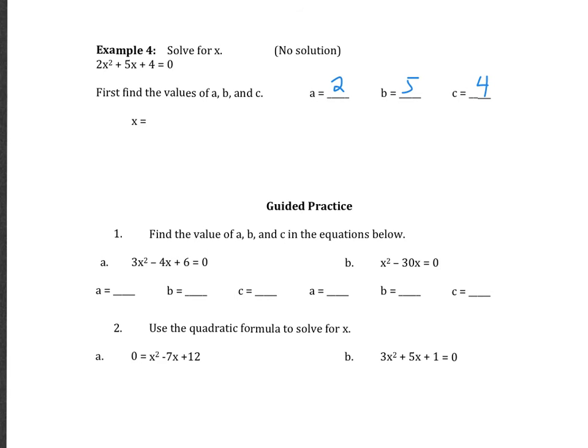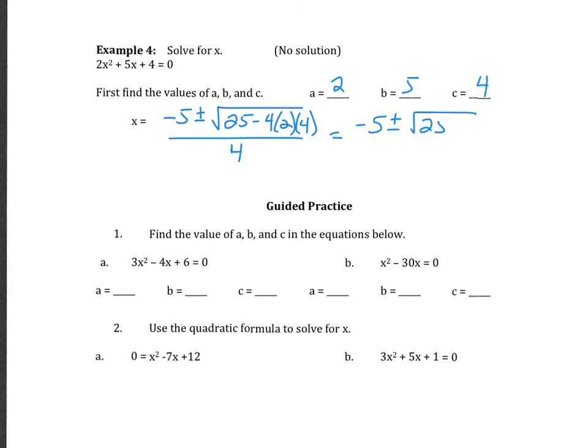The quadratic formula says x equals the opposite of b plus or minus the square root of b squared. 5 squared is 25 minus 4 times a times c all over 2 times a, and 2 times 2 is 4. Negative 5 plus or minus the square root of 25 minus 4 times 2 is 8 times 4 is 32. Right there we have a problem. I don't even have to continue.